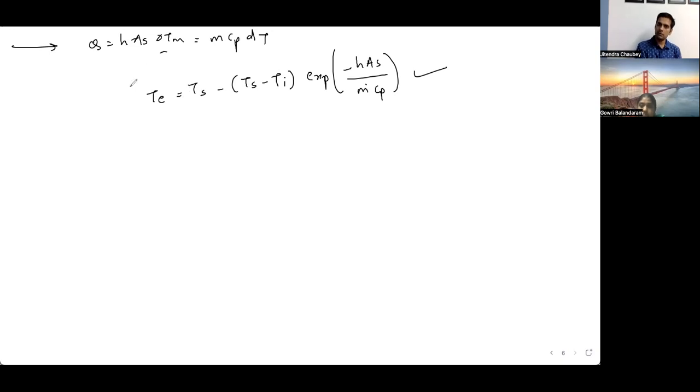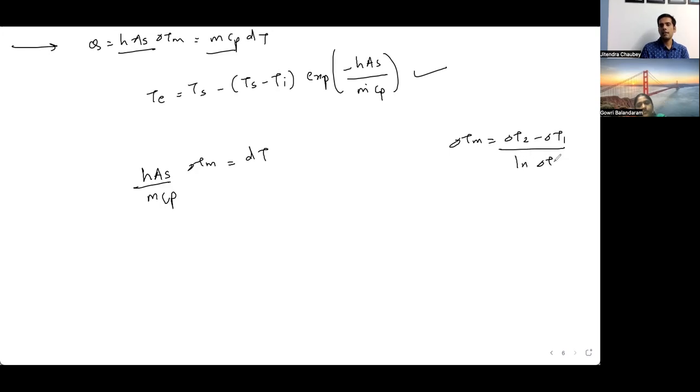But if you want, you can do one thing also. See, I'll just explain. hAs and m Cp can be taken on the other side. The formula would look like hAs upon m Cp times delta T mean is equal to dT. Delta T mean is equal to delta T2 minus delta T1 upon ln of delta T2 by delta T1. Now what is delta T2?